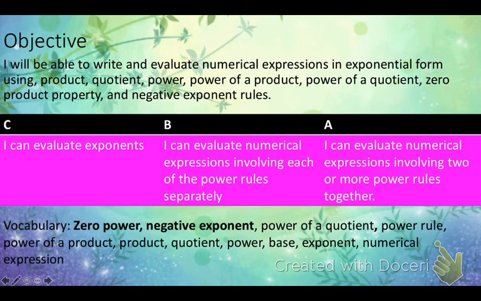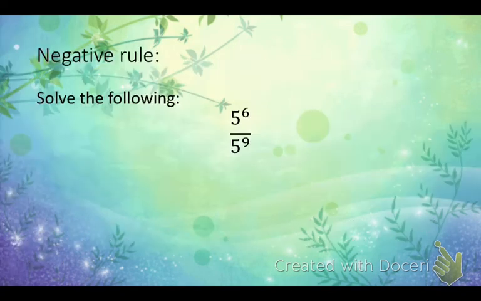All right, our last rule is the negative exponent rule, which is probably the hardest one to understand. So when we have this, we have 5 to the 6 over 5 to the 9th. So I keep my base, and I subtract my exponents. So 6 minus 9 is 5 to the negative 3. Okay. However, we cannot have negatives.